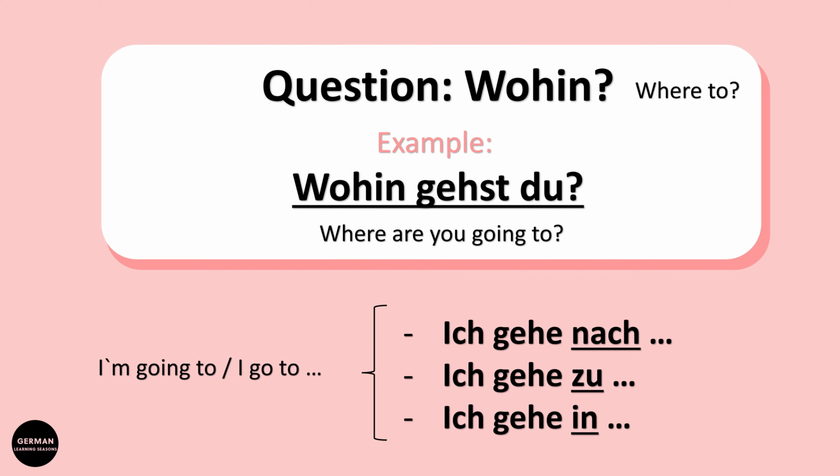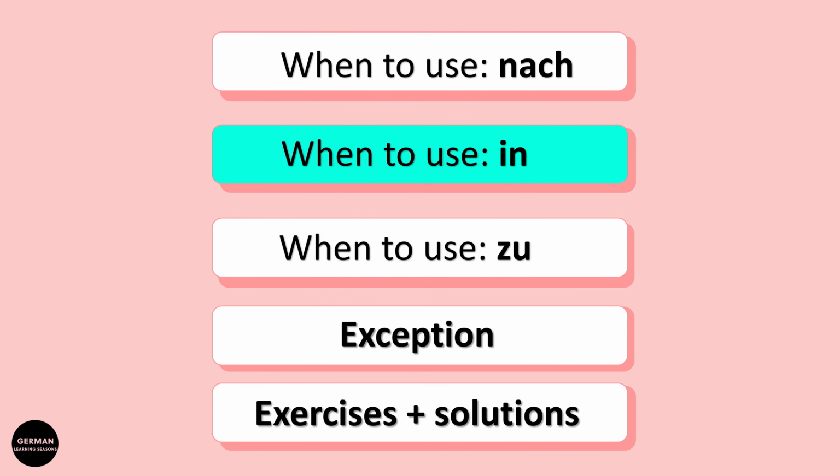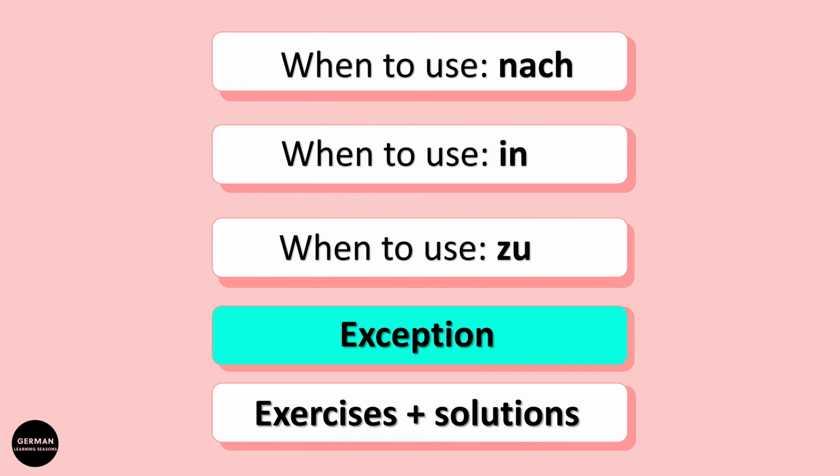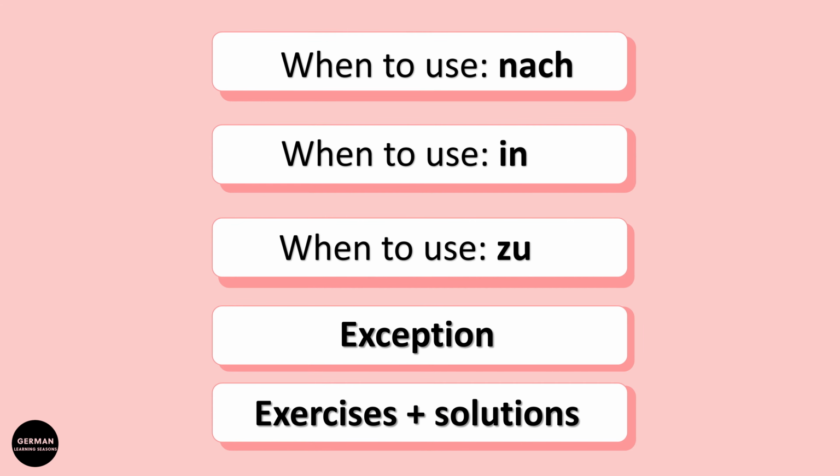So, the main topic of this video is to show the differences between nach, zu and in, and when to use which of them. This video is split into 5 parts. In the first part, we're going to learn when to use nach, in the second part, when to use in, then when to use zu. Then we are also going to take a look at one exception, and at the end we have exercises plus solutions. Alright, let's start with our first one.